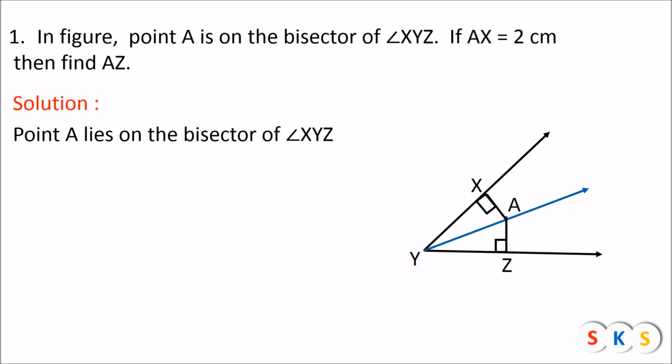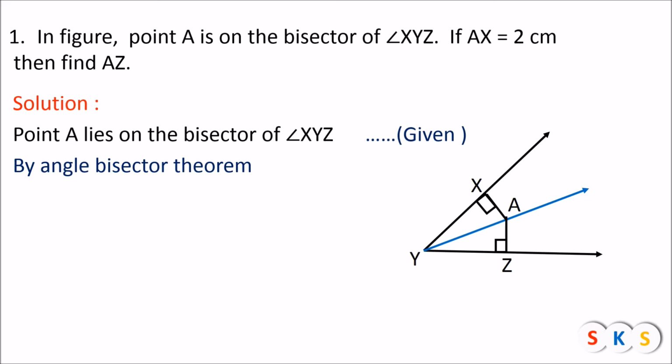It's given. Correct. So according to the angle bisector theorem, what is the angle bisector theorem? If any point lies on the angle bisector of any angle, then that point will have the same distance from the sides of the angle.